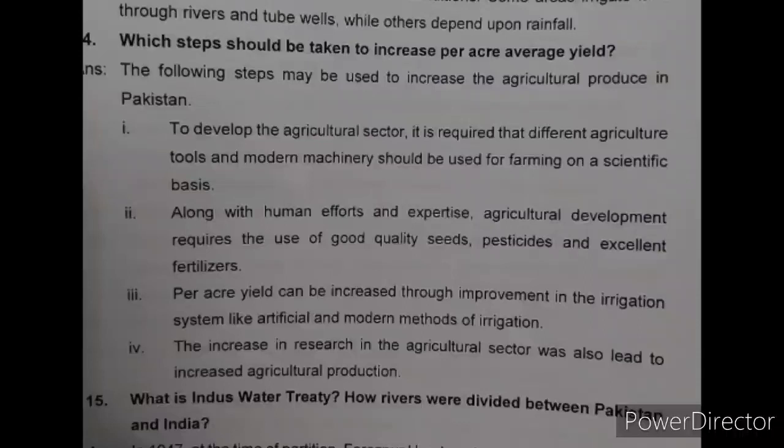It is required that different agriculture tools and modern machinery should be used for farming on a scientific basis. Number 2 is, along with human efforts and expertise, agricultural development requires the use of good quality seed, pesticides and excellent fertilizers. Per acre yield can be increased through improvement in the irrigation system, like artificial and modern methods of irrigation, and the increase in research in the agricultural sector also leads to increased agriculture production.